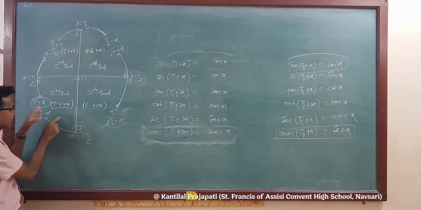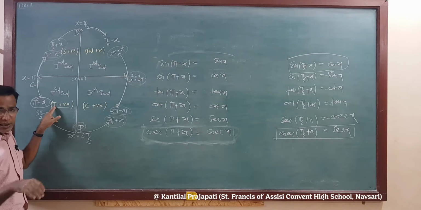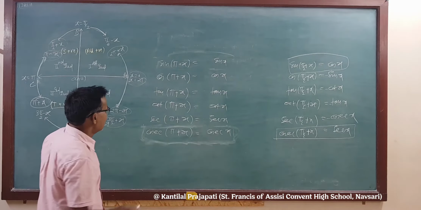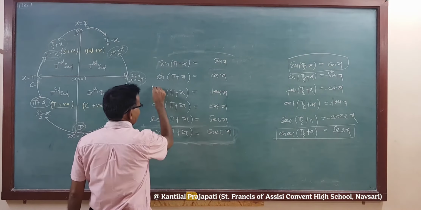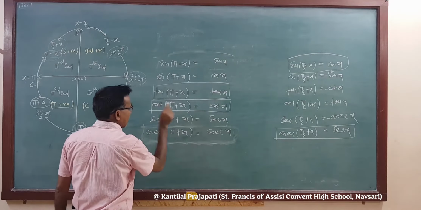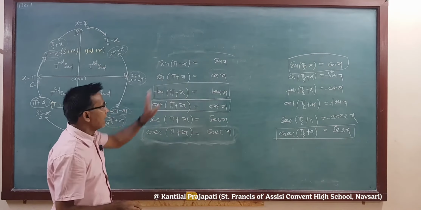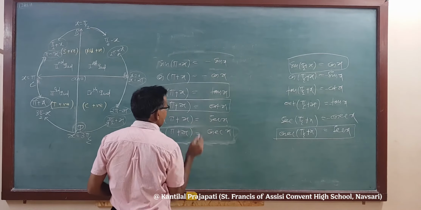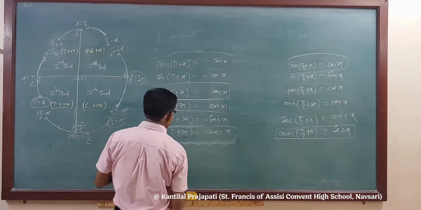In the third quadrant which function is positive? Tangent. Its reciprocal is what? Cot. So only tan and cot are positive. So tan of pi plus x is equal to plus tan x, and cot of pi plus x is equal to cot x. The remaining all are negative. Sin of pi plus x will be minus sin x, minus cos x, minus sec x, and minus cosec x, right?